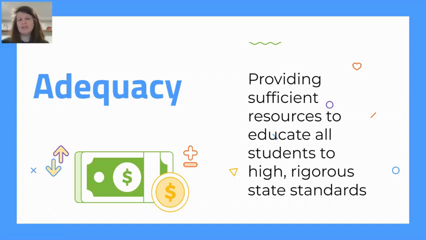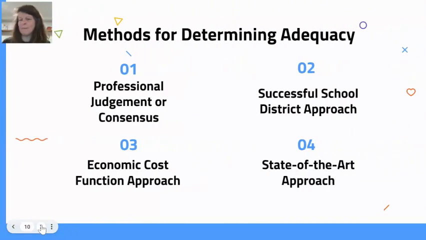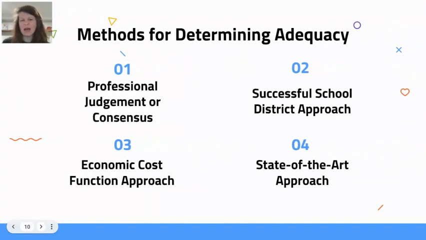Adequacy is providing sufficient resources to educate all students to high, rigorous state standards. There are 4 methods for determining adequacy. The first is the professional judgment or consensus approach.